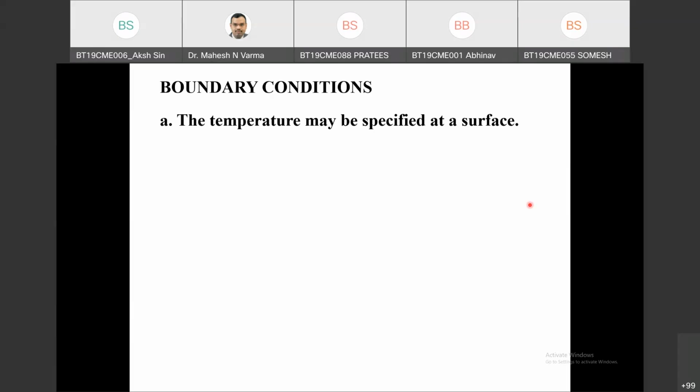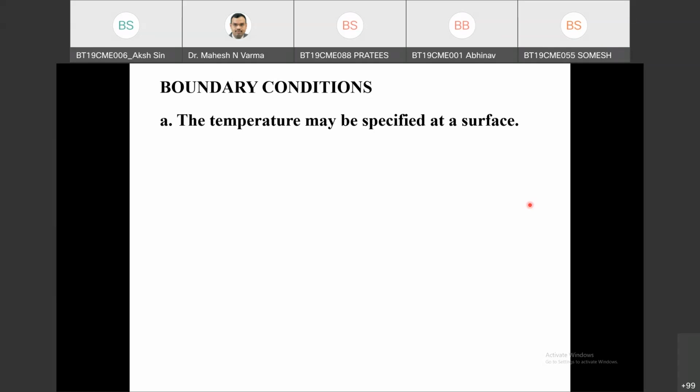So here temperature may be specified at the surface. This is the first type of boundary condition you may encounter in heat transfer. So what will be the boundary condition in momentum transfer then? So no slip boundary condition. Yeah, very good. So more precisely, that can be spelled out like velocity may be specified at the surface or at the interface.